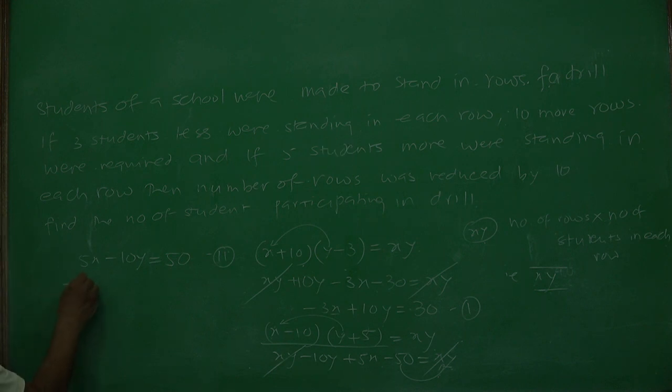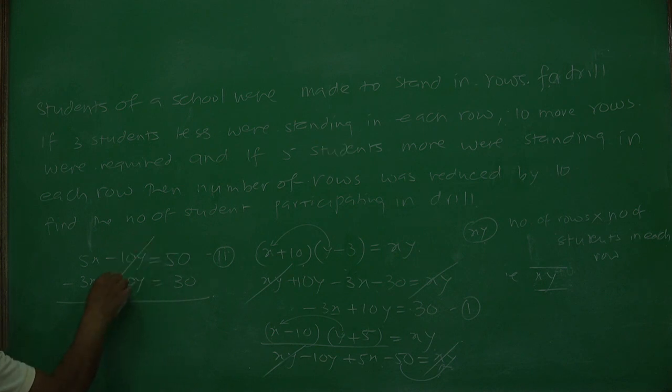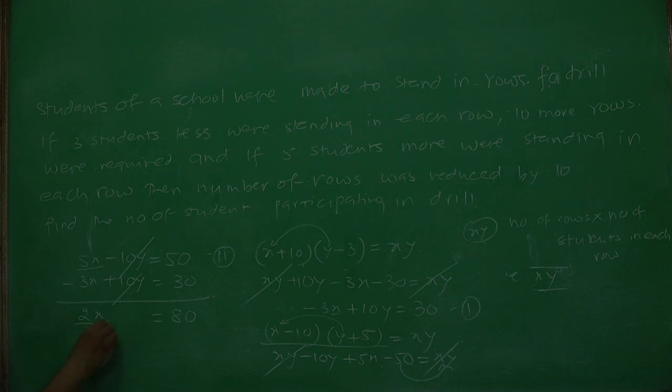Okay, so minus 3x plus 10y is equal to 30. Add the equations. If I add the equations, what will be the result? Minus 10y plus 10y get cancelled. Next, 5x minus 3x is equal to 2x, and that is equal to 50 plus 30, that is equal to 80. Now divide both sides by 2. If I divide by 2, x is equal to 40.